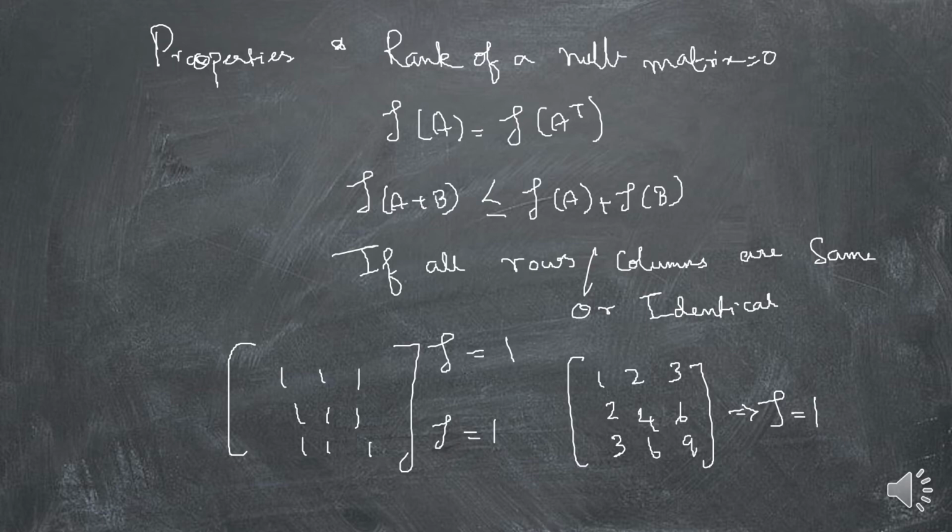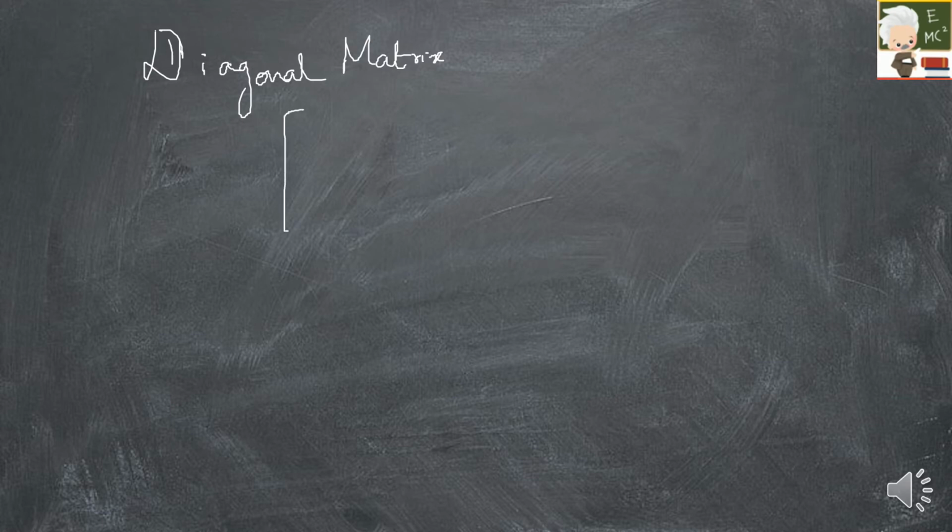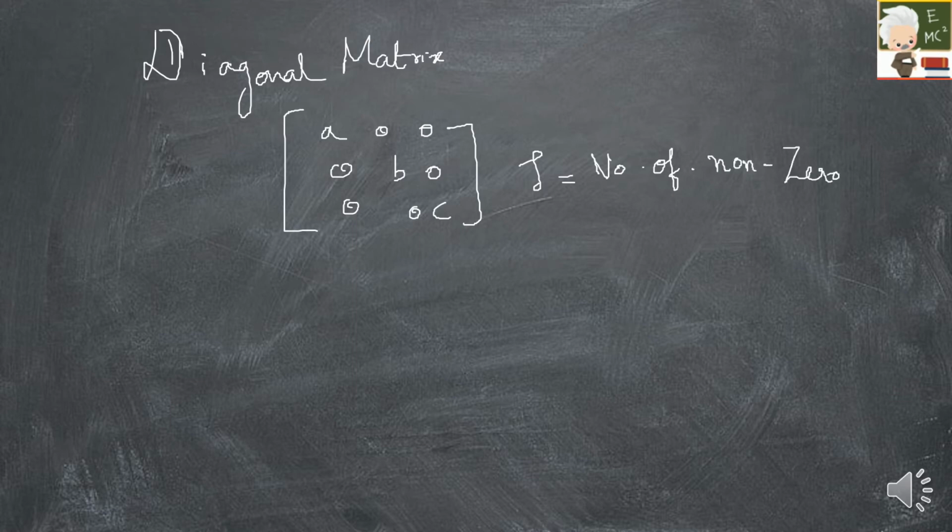Next, let us see the diagonal matrix. I have discussed the diagonal matrix and matrix types in earlier videos. If you have not checked, check those videos. My diagonal matrix will be represented in this way. For a diagonal matrix, rank is equal to the number of non-zero diagonal elements.